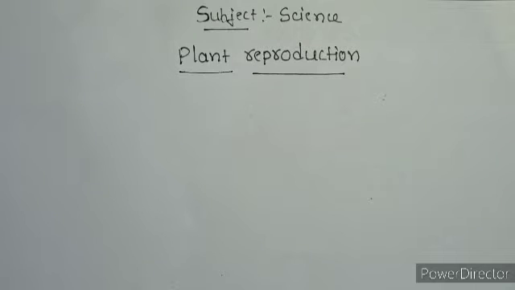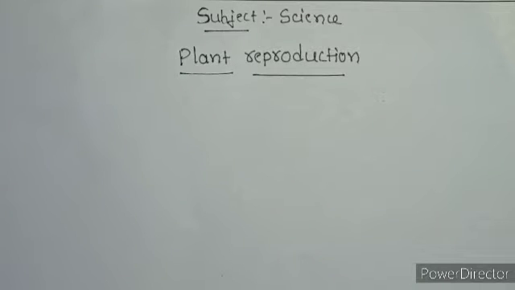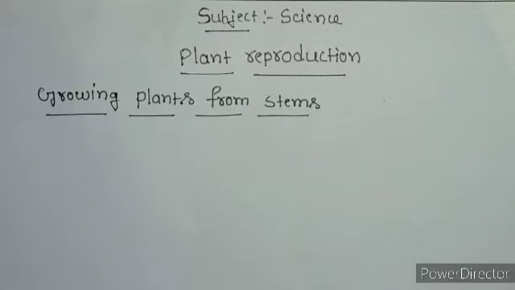So students, we are in the chapter plant reproduction. In the previous class, we learnt growing plants from seeds and the structure of a seed. Plants reproduce in different ways: by seeds, stems, roots, leaves and spores. Today in this class I am going to teach you growing plants from stems.